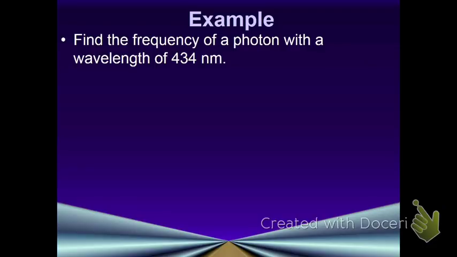So if I give you a formula, you know that means we're going to do some problems. So let's do this example. We're going to find the frequency of a photon with a wavelength of 434 nanometers.